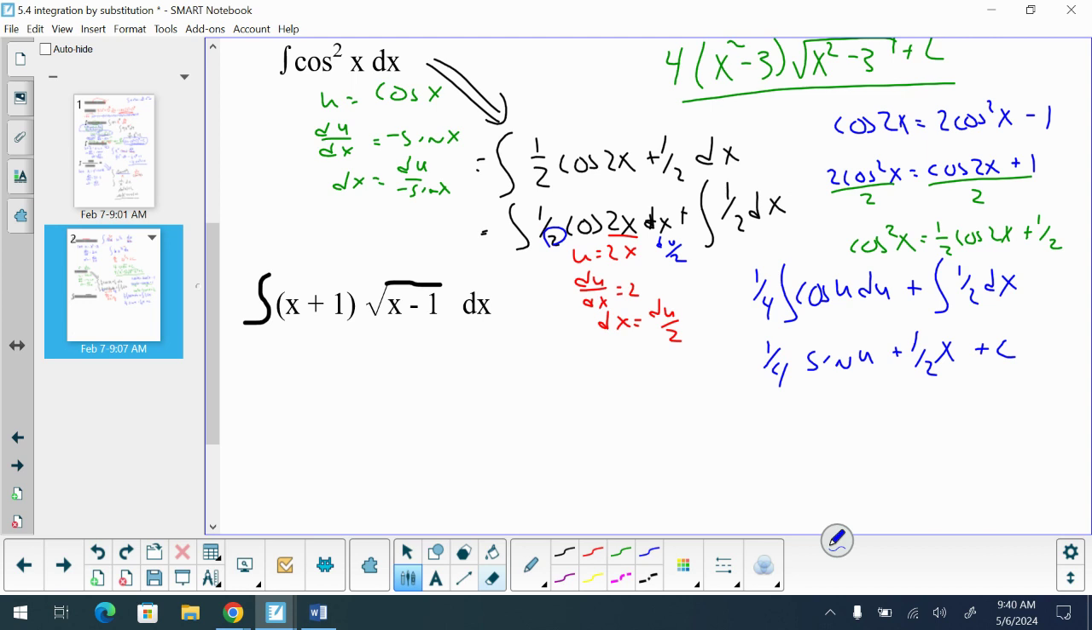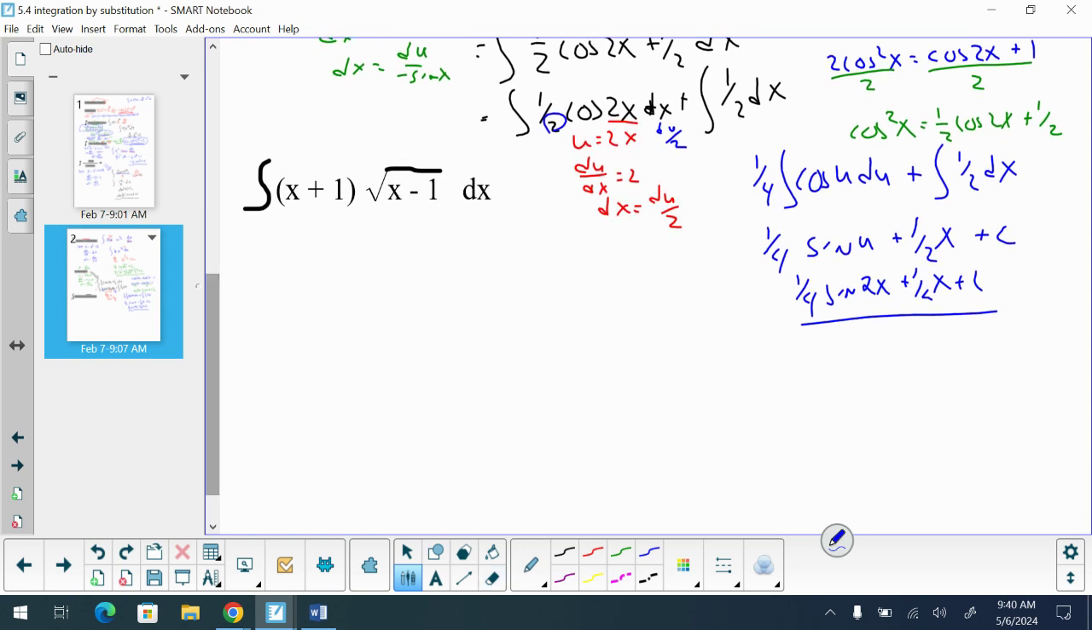And doing one last back substitution, we have 1/4 sine of 2x plus 1/2 x plus c. Once again, that gets really involved. I'm not going to go to this level. If I can get you to get some substitutions in there, I'll be happy.